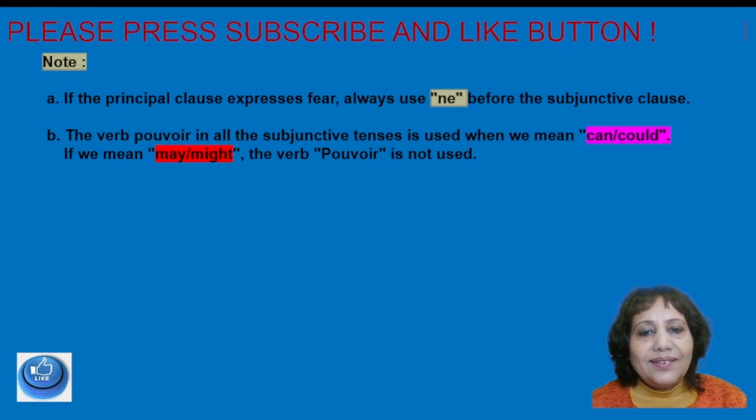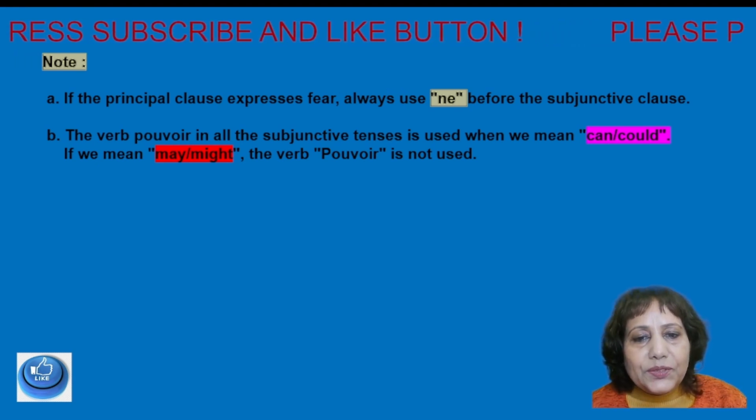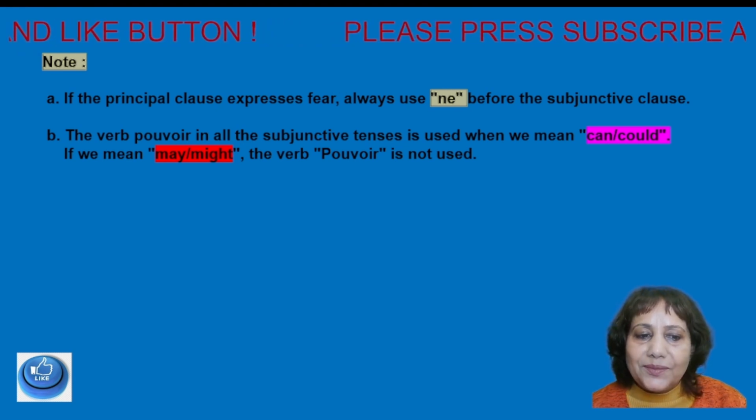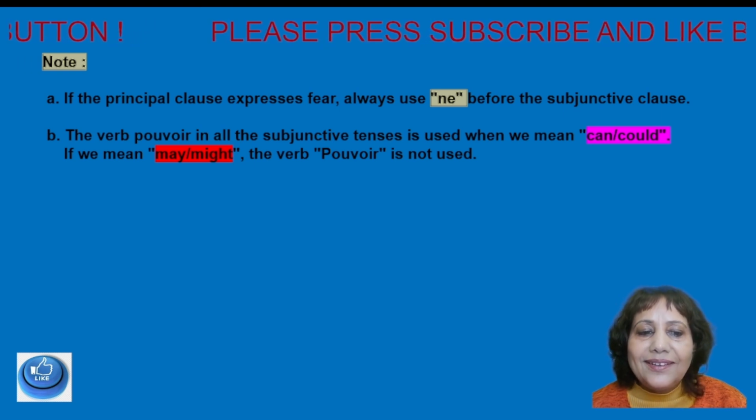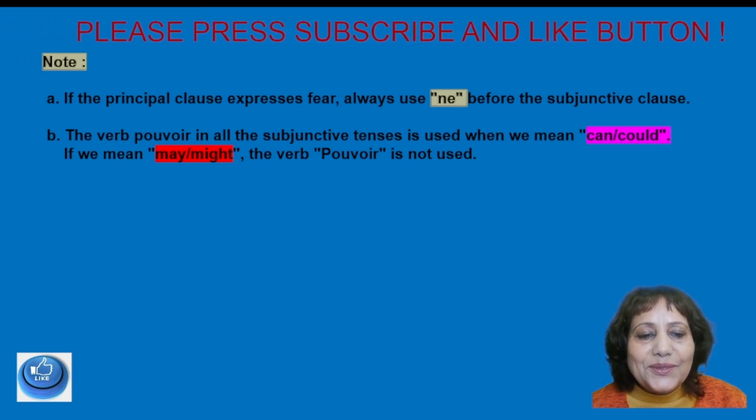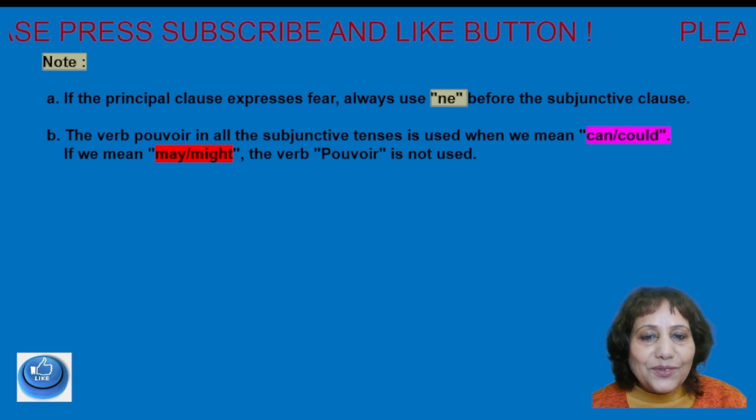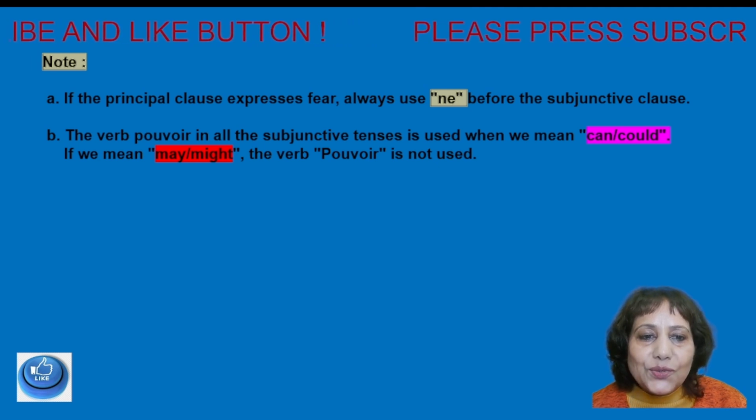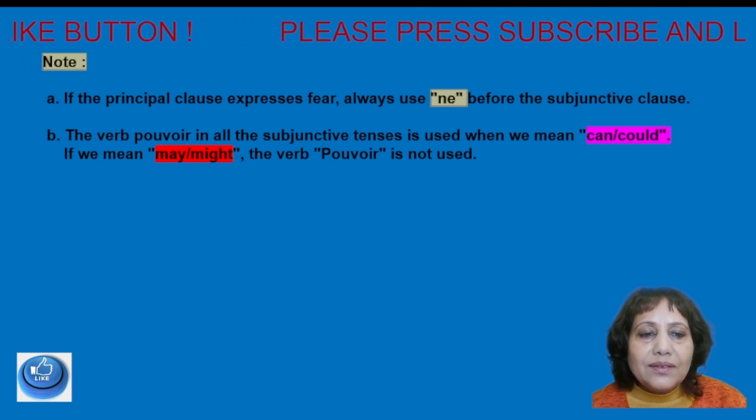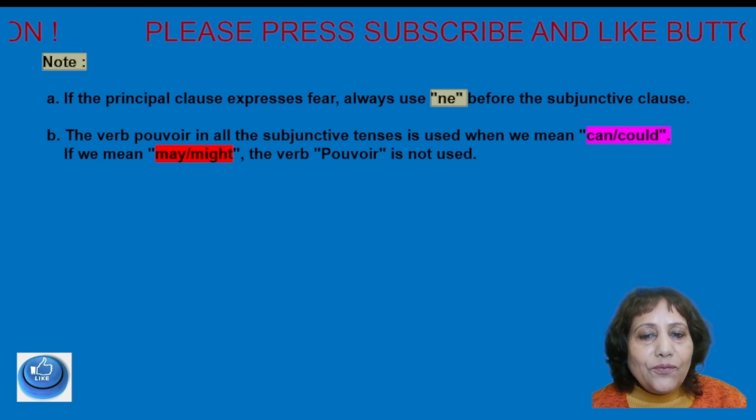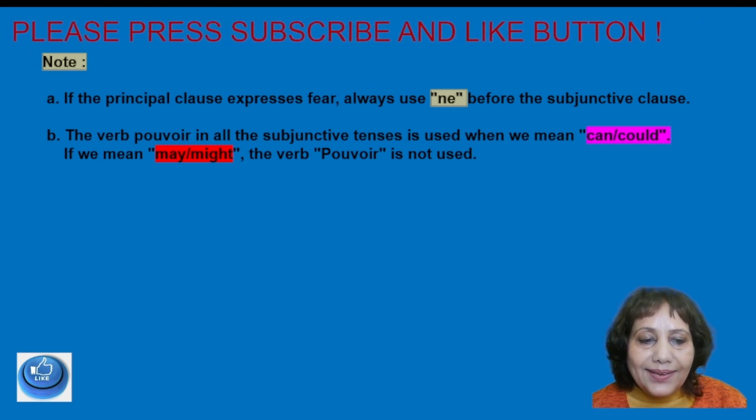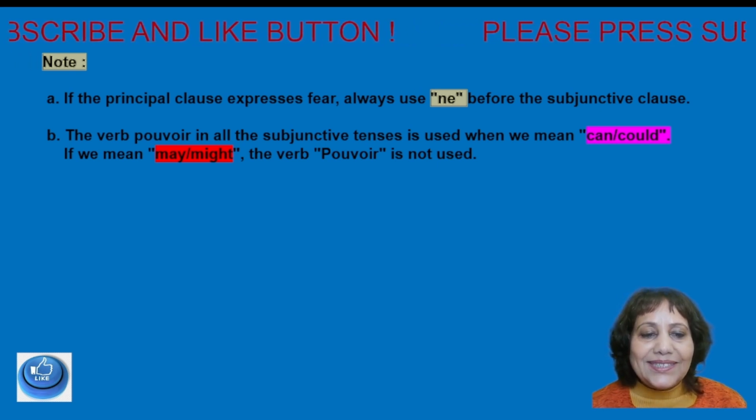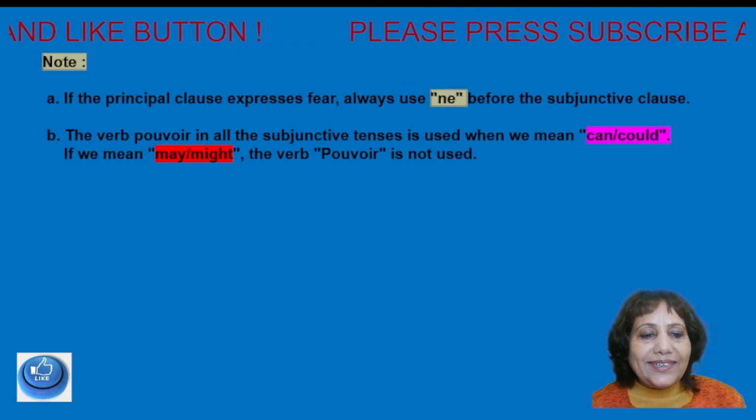Well, if the principal clause expresses fear, always use ne before the subjunctive clause, which I mentioned earlier. Again I am mentioning it, so this is very important. So please focus on that. The verb pouvoir in all the subjunctive tenses is used when we mean can or could. If we mean may or might, then the verb pouvoir is not used in subjunctive. These are very important points. Kindly note them down.